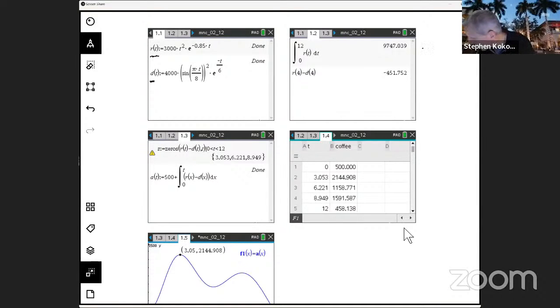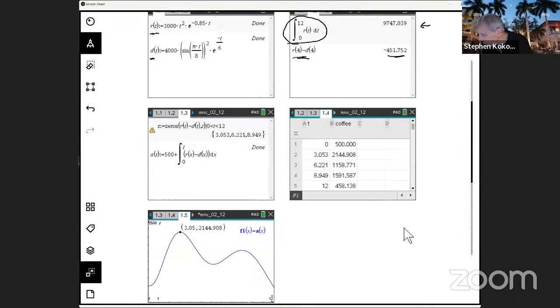And over here on the right-hand side, here's a calculator screen that shows this calculation, that definite integral from 0 to 12 of R of t dt. There's my 9747.039. Here's the answer to part B, or the calculation that I need in part B, R of 4 minus D of 4. That's pretty easy. And now I need to find these places where that first derivative is equal to 0.